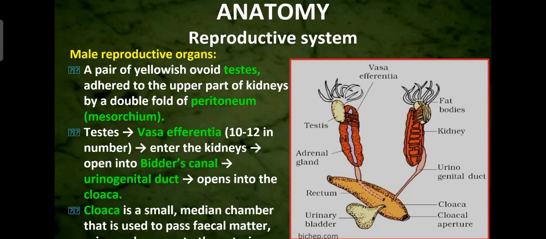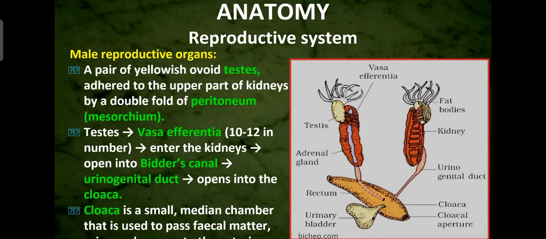You can see in the diagram, the red color whatever you can see, those are the kidneys. On these kidneys, ovoid-shaped yellowish structures are present. Those are called testes. A pair of testes is present, each on one kidney. 1 and 2 testes are there, a pair.